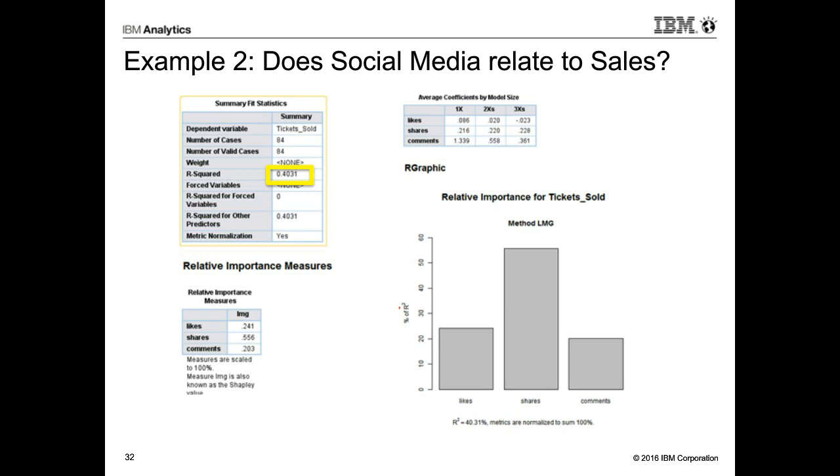What's fascinating about a relative importance or Shapley value regression is that among that 40% that I can explain, how much is attributable to likes, how much to comments, and how much to shares. Hopefully these values aren't too small on the screen, but they are scaled to 100%. So what does this mean? Of this 40% I can explain, over half comes from shares, a little less from likes, and comments is the smallest contributor to being a predictor of next day ticket sales.